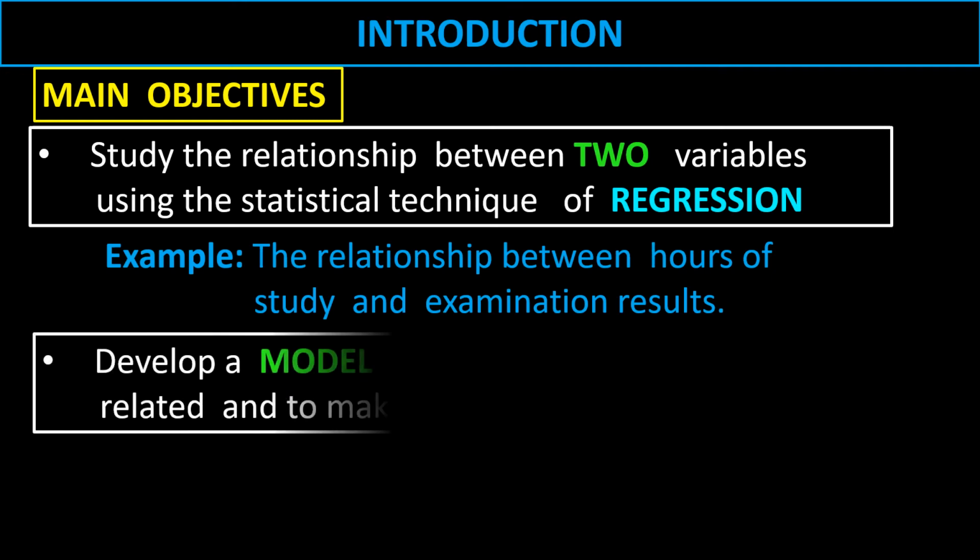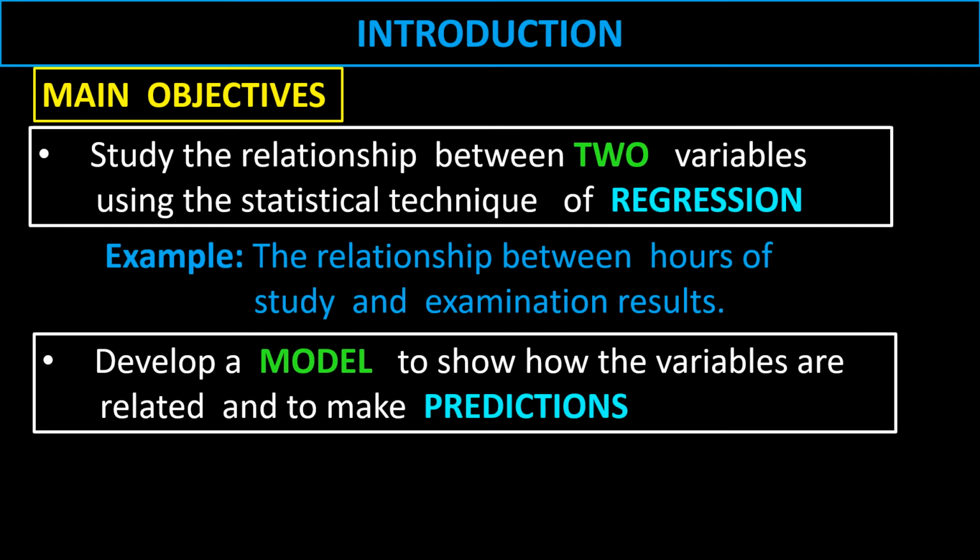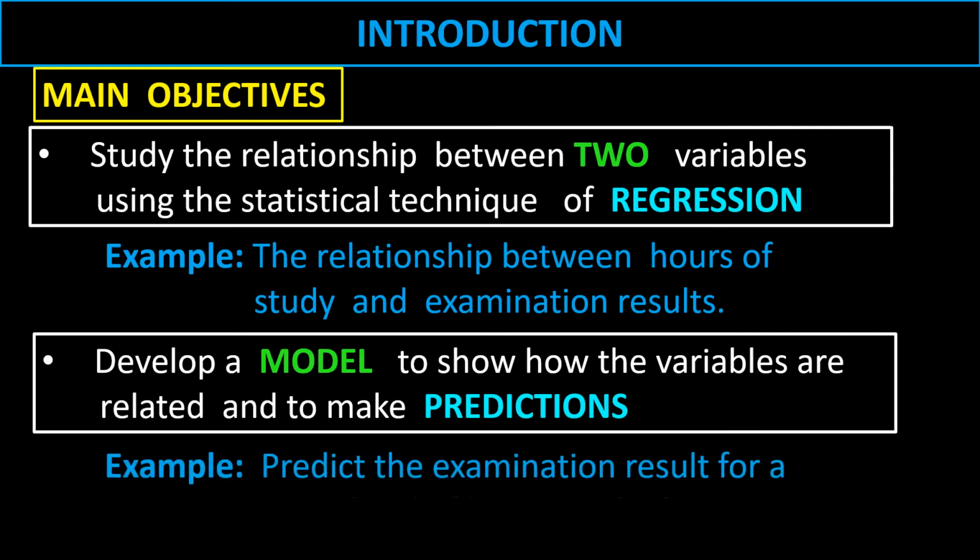And what we're going to do further is we're going to develop a model, right, of this relationship, and then we're going to use this model to make some predictions. So for example, we've got the example of examination times that you study and your examination result. So we're going to say, if you know how many hours you study, maybe we can predict what your exam result would be. And that is what we're going to do, and we're going to have many examples to illustrate this to you.